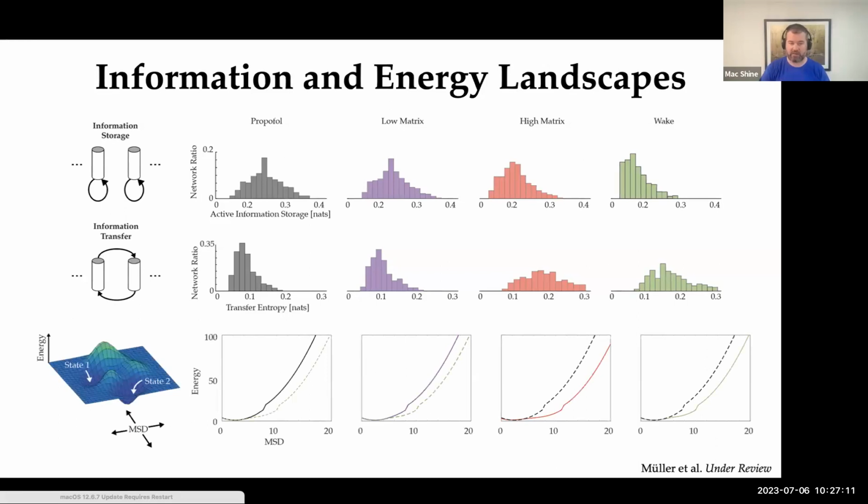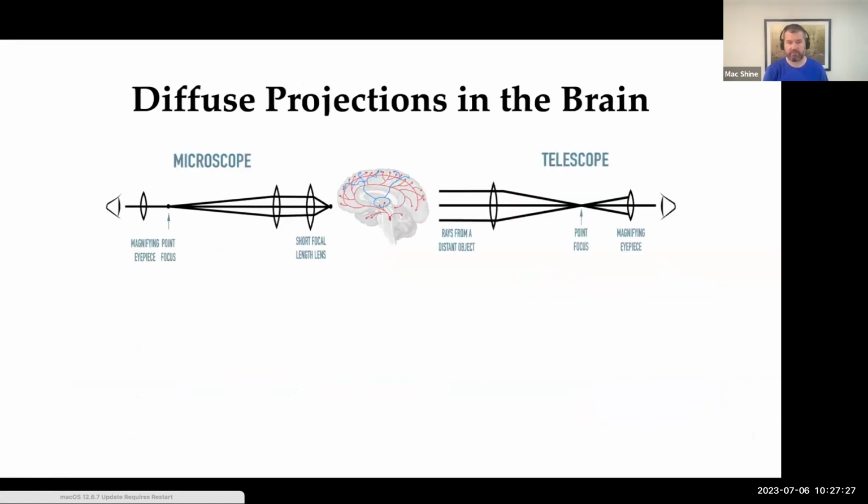To map that back into the attractor landscape framework, the wake state and the high matrix state are like having a flat landscape. You can move to multiple different states, but the low matrix and the propofol state are like having a relatively rugged landscape. You're stuck in the state that you're in. So we think this is all internally consistent with the previous models.